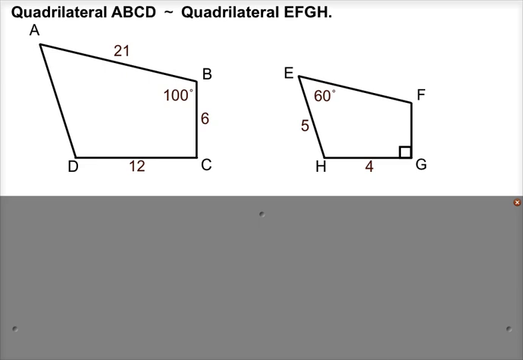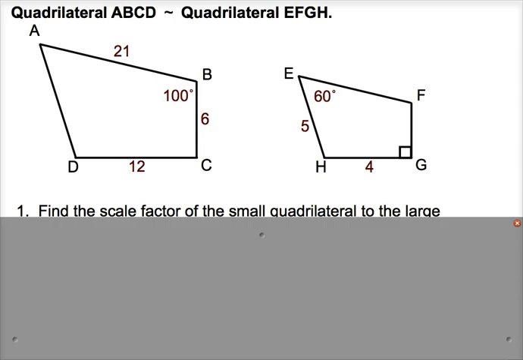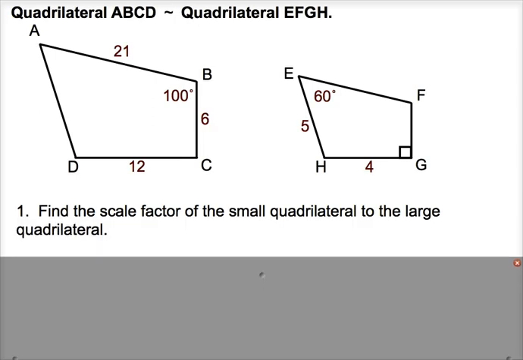Quadrilateral ABC is similar to quadrilateral EFGH. So I can look at the shapes, they look pretty similar. They both have some angles and some sides marked. And number 1 wants us to find the scale factor of the small quadrilateral to the large quadrilateral.